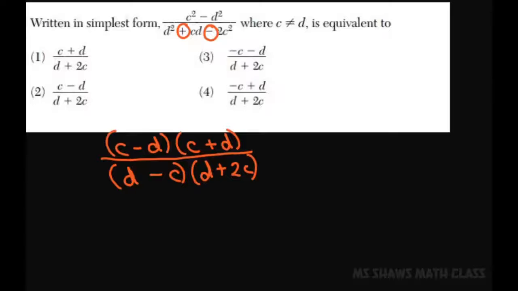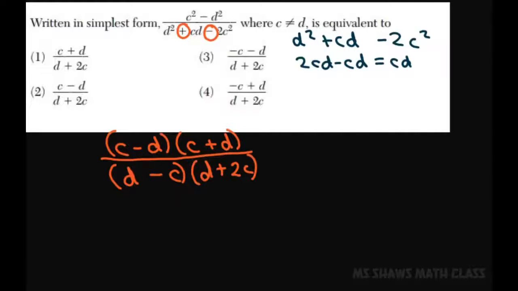Now, if you want to FOIL this back out, you can check it. The first works, D times D, and the last works. That's going to be negative 2C squared. So if you check out the middle part, you get 2CD minus CD, and that just gives you positive CD. So we did factor it right, and then we just have to simplify.